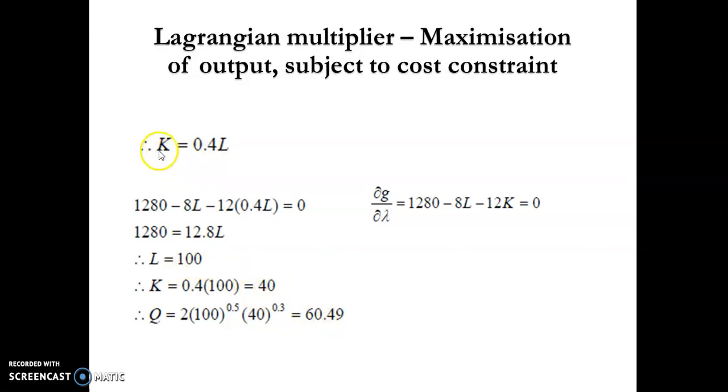So by substituting K equal to 0.4L into this partial derivative, you can eliminate another unknown and determine labor, and then you can determine capital, and then these two you substitute into your production function to determine output.